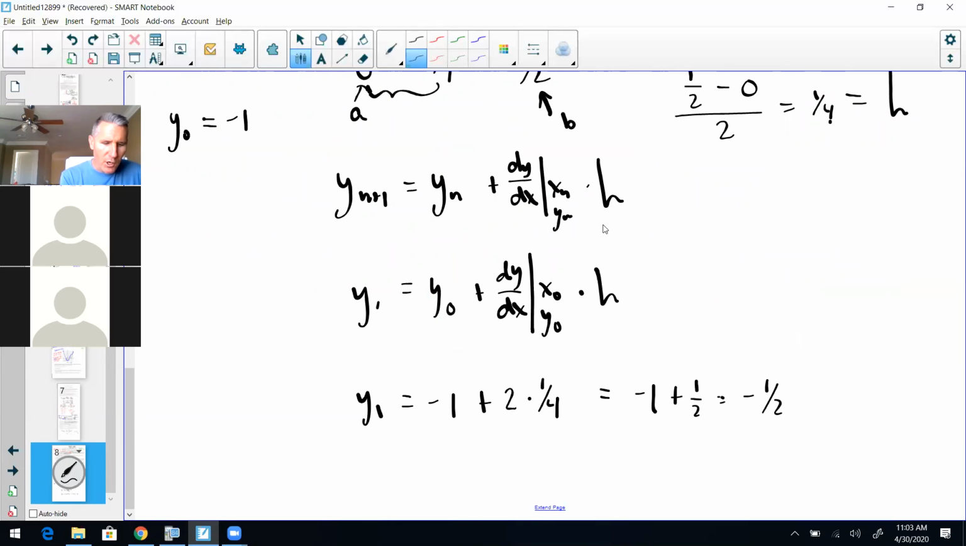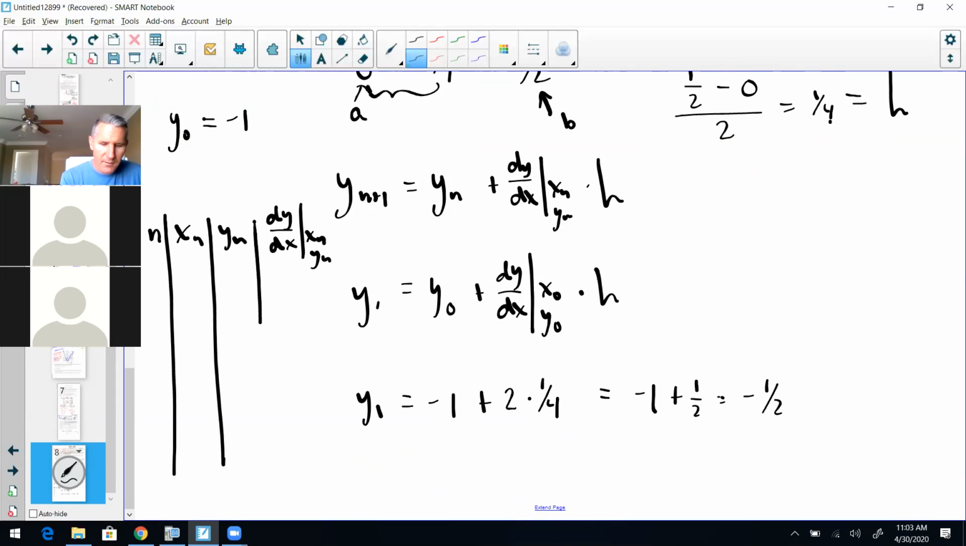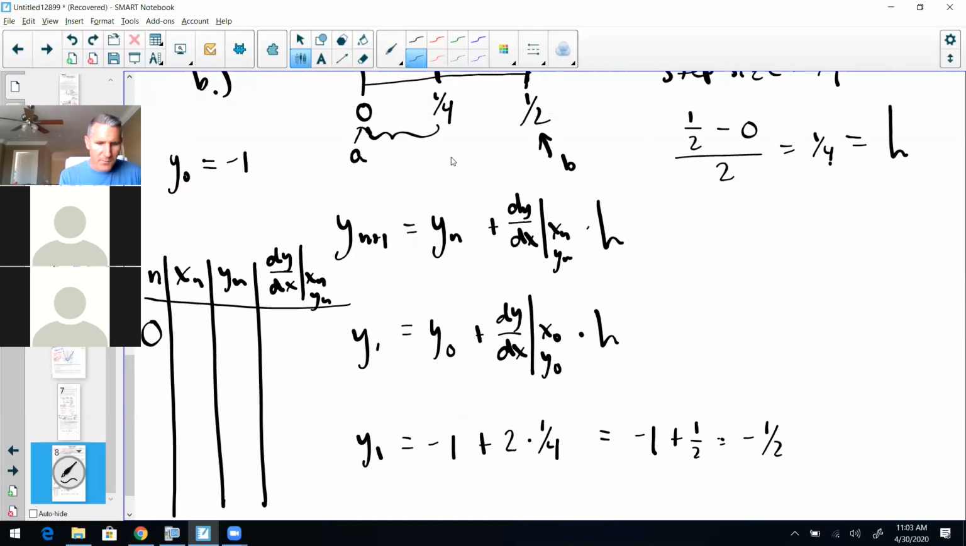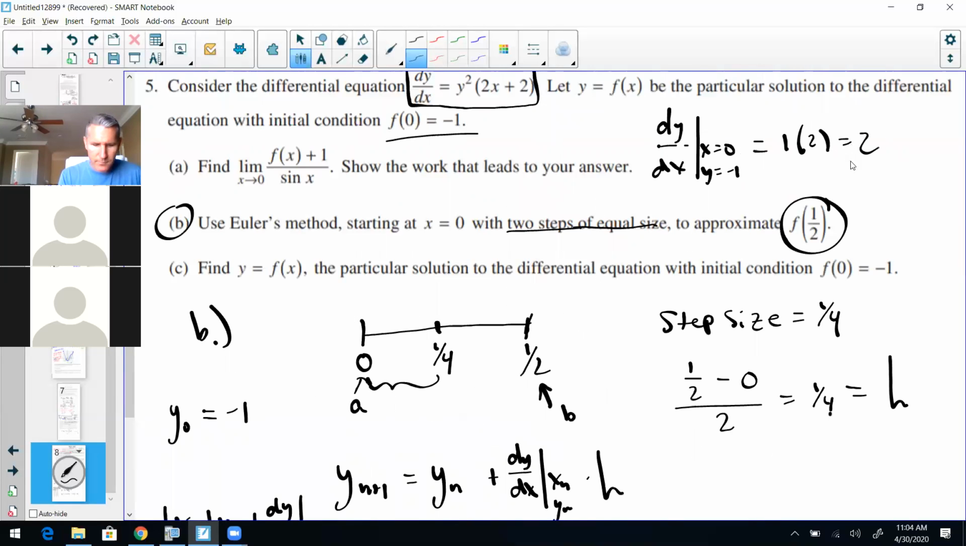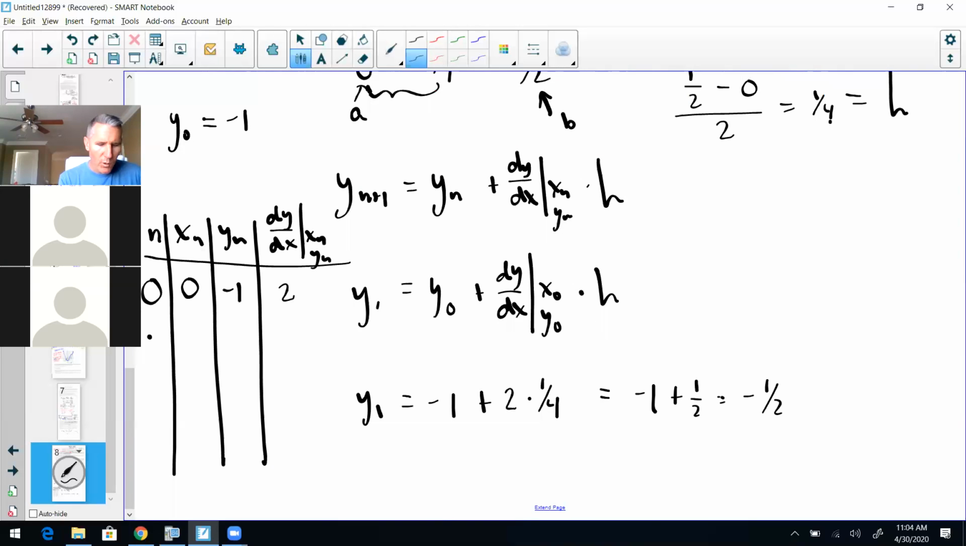So if we're used to our little chart here, my chart typically had n, x sub n, y sub n, dy dx evaluated at x sub n, y sub n. This is the chart that I always had, right? So when n was equal to 0, my initial x value was 0, my initial y value was -1, and this derivative right there, I see up there was 2. When n is equal to 1, n equals 2, and then this is going to be my answer right there. So I just found y sub 1.